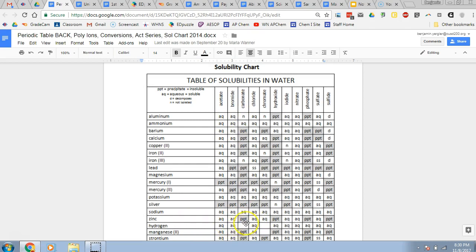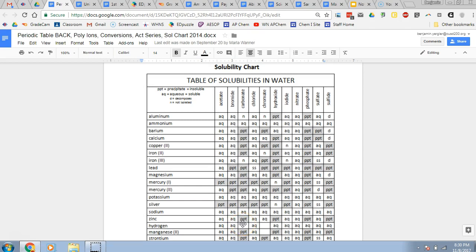So zinc carbonate, it has a little PPT, so it's precipitate. That means it does not dissolve in water. So if we have zinc ions and they happen to run into carbonate ions in the same container, they're going to form a solid zinc carbonate compound that doesn't dissolve. It comes out of solution as a precipitate, as a solid.